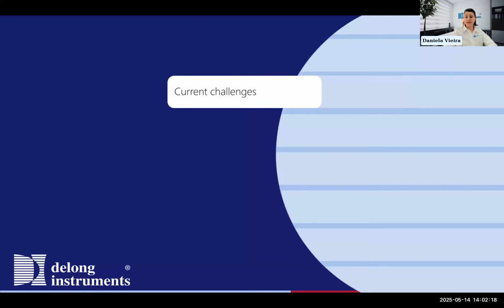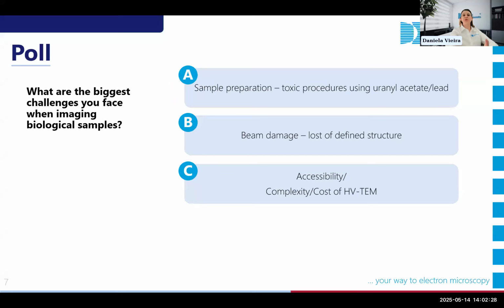High voltage TEM is a nice technology. However, it has its own limitations, and we will be discussing them in a few seconds. Just before, I want to know from you, what are the biggest challenges you face when imaging biological samples? Option A, sample preparation. B, sample being damaged. And C, accessibility, the complexity of high voltage TEM systems. Please feel free to answer, and we are going to end the poll in about 30 seconds.